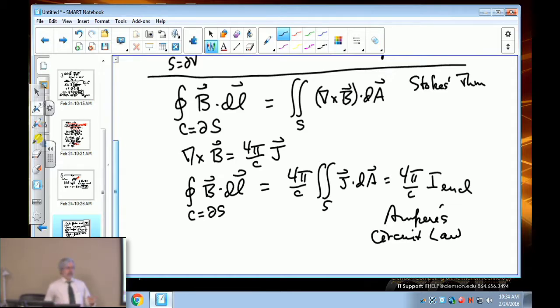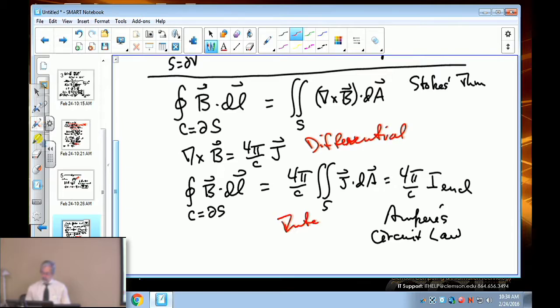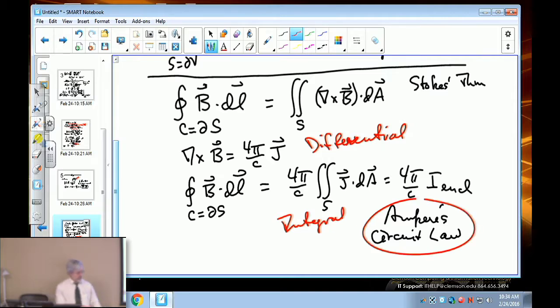So I'm combining mathematical theorems along with the differential and integral form of Ampere's law. And of course, you recognize that the differential form is Maxwell's fourth equation, which has really two forms. Usually you see it in the differential form, but it's equivalent to write it in the integral form.